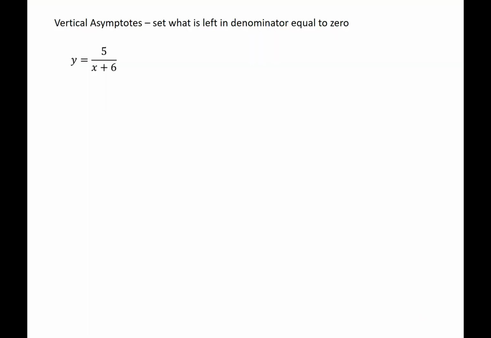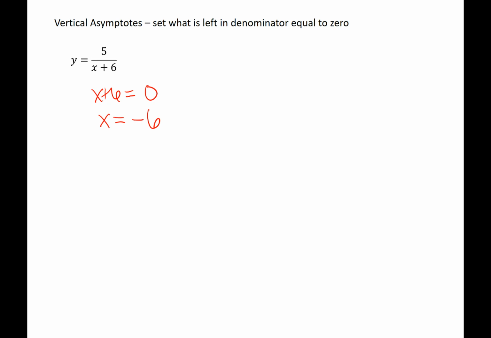So on this one here, we're going to talk about the vertical asymptotes. In vertical asymptotes, you basically take what's left in the denominator and you set it equal to 0. So on this one, we would take the denominator, which is x plus 6. You may have to factor at some point. I'm doing really simple examples. Set that equal to 0. So we should have a vertical asymptote at x equals -6.